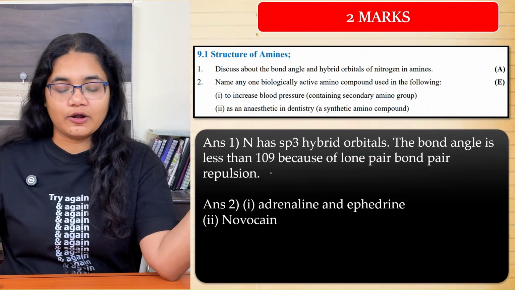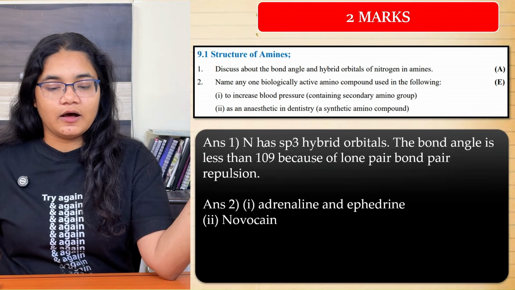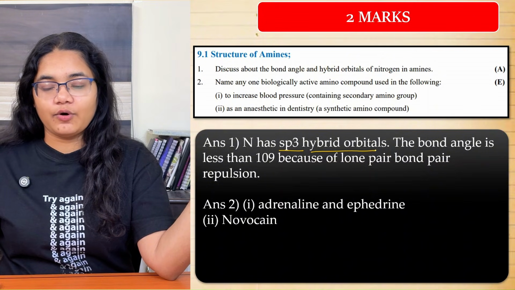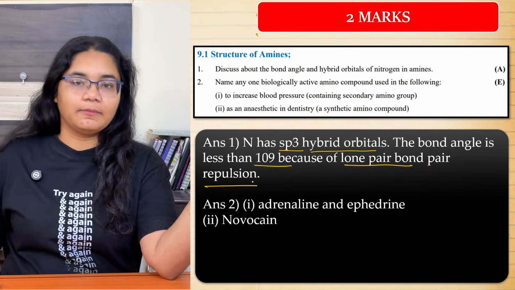So I'll show you how to write it down. The answer has to be right. Nitrogen has sp3 hybrid orbitals. The bond angle is less than 109 degrees because lone pair-bond pair repulsion is there.